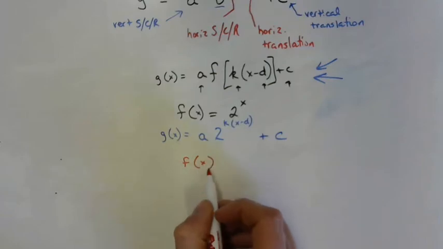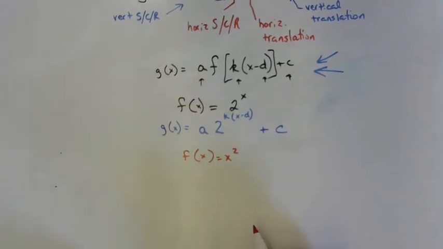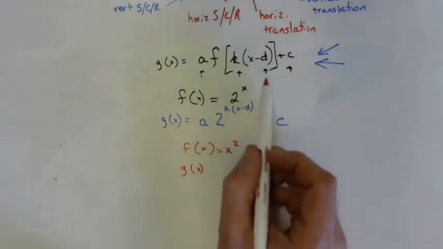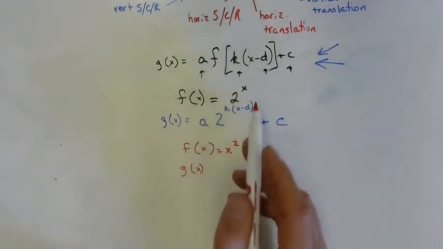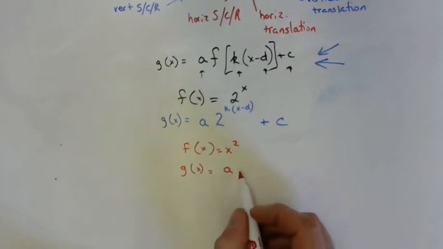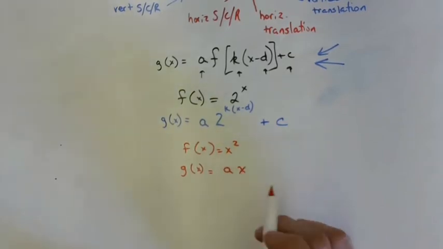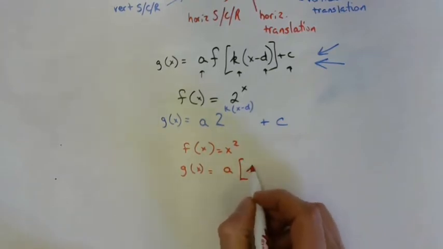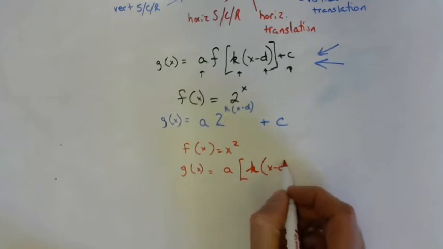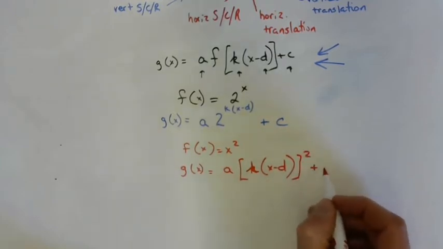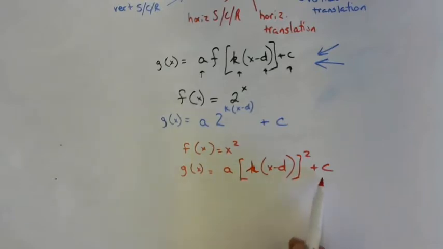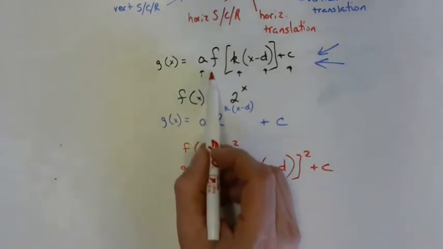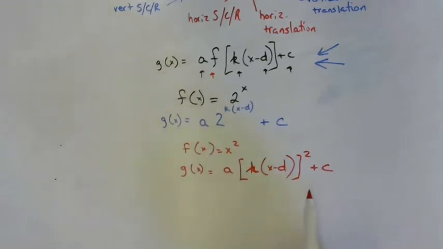What if my parent function was quadratic? Well, now my new function g of x, based on the exact same given transformations, is y equals a times k x minus d, close that, squared plus c. Okay, now I have all the same parameters. My function notation is gone. My reference to the function f of x is gone, but it's squared. So now this actually is vertex form of a quadratic.